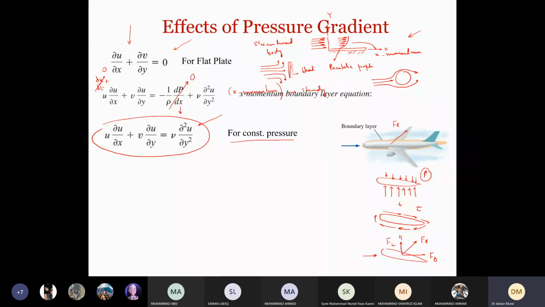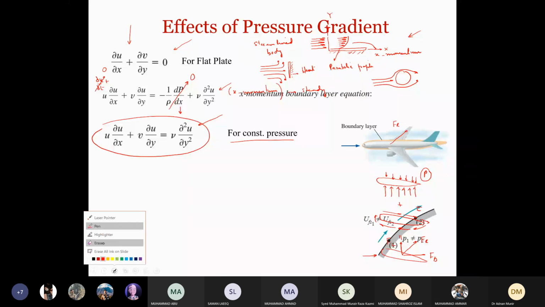In order to include the effect of pressure gradient inside this equation, we consider this equation, and because this is a steady equation, we can apply Bernoulli's equation in this case. When we apply Bernoulli's equation, this is what we get. I'll discuss this figure later on.